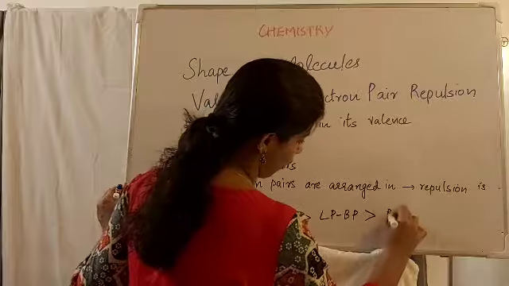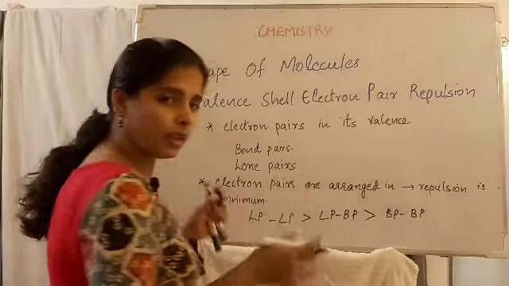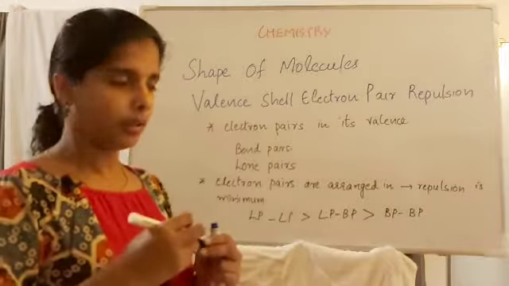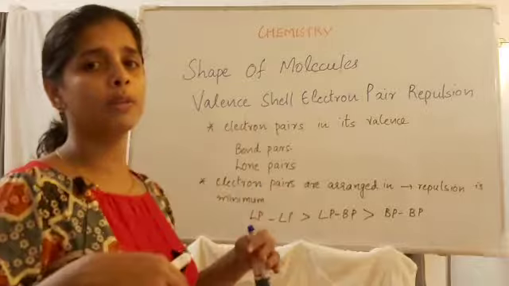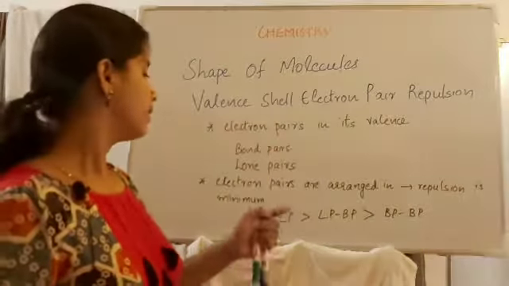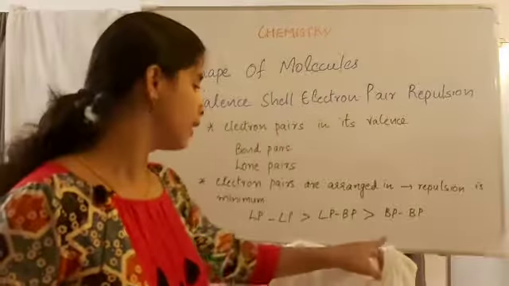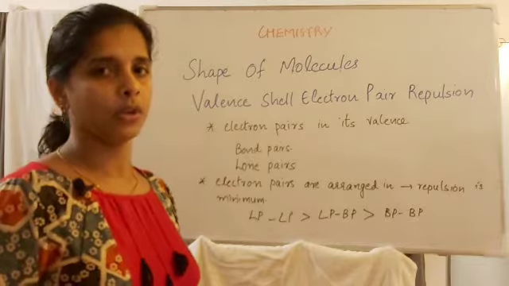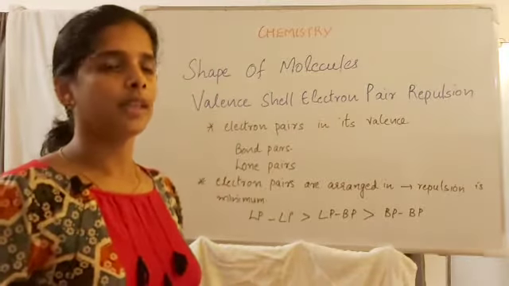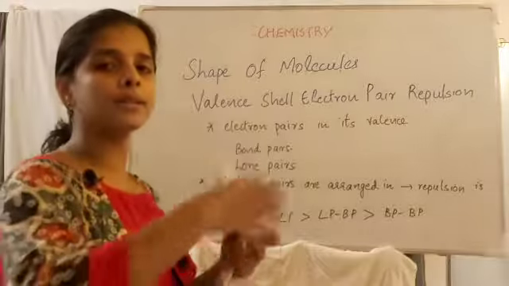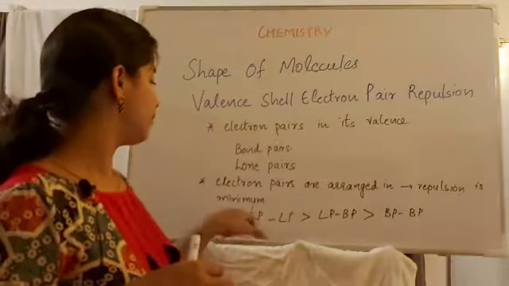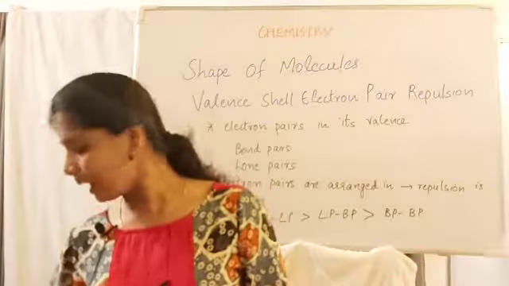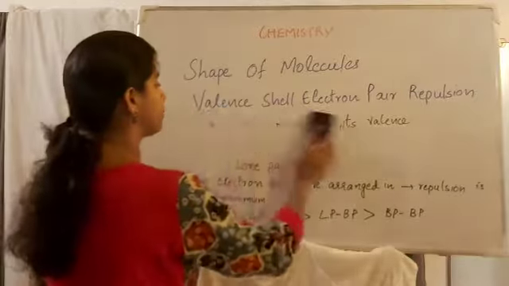Then bond pair. Whatever it is, the molecule will opt for the shape in which the repulsion is minimum, or the molecule will prefer that geometry in which there will be less repulsion between these electron pairs. So this is the basic of VSEPR theory. In order to minimize repulsion, these bond pairs will be arranged in such a way that the repulsion is minimum. Suppose we can explain it using an example.